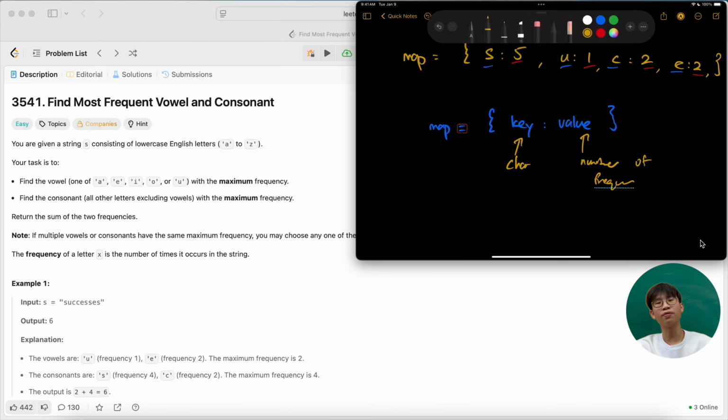So this is the fundamentals of the hash map that is used to solve these LeetCode questions. This is the end of the explanation session.